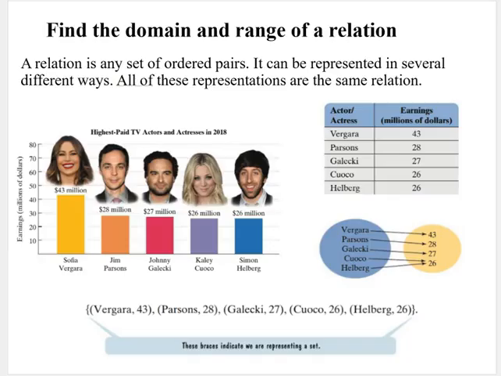You have a bar graph that represents that set. You can have a chart that represents that set. You can also have other visual representations, like this right here, where we have two circles, where a circle represents the last names of the actor, and then the other circle represents the salaries in millions of dollars for those actors. But all of these represent the same thing. It's called a relation. Again, a relation is just a set of ordered pairs.